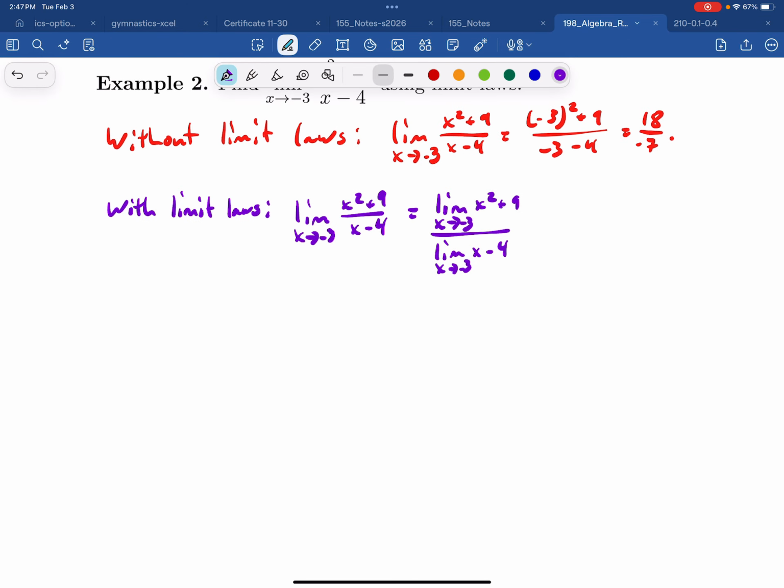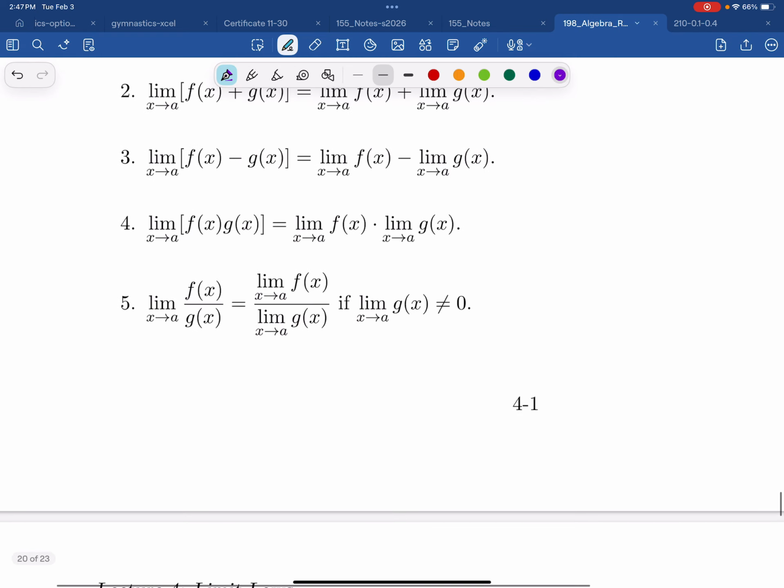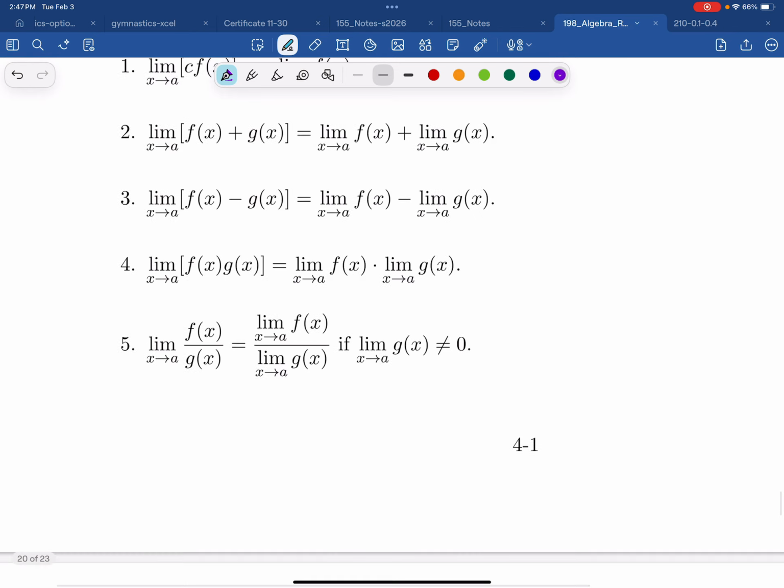And then further, we know that the numerator, again, using limit laws, I'll just write LL to denote limit laws, equals, LL just for limit laws, the same as the limit as x approaches negative 3 of x squared plus the limit as x approaches negative 3 of 9. Divided by, and we do the same thing on the denominator, right? The limit as x approaches negative 3 of x minus the limit as x approaches negative 3 of 4, right? And this is just limit laws numbers 2 and 3.